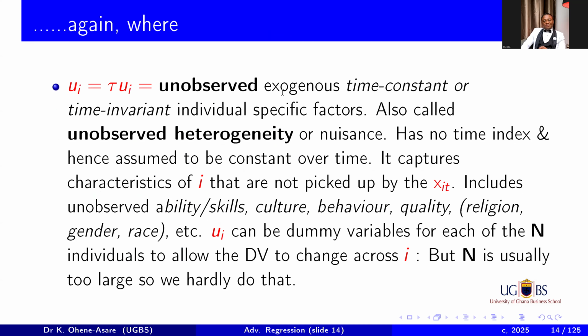Now we go to the first error. We said that one of the errors is the one that is changing across individuals. We call it the unobserved exogenous time constant, time invariant, individual specific factor. It's changing across individuals. Sometimes we call it the unobserved heterogeneity. It has no time index attached to it. Everything is individual index. It will tell you the characteristics of the person. It's hidden inside the observation. It's hidden inside the individual. But your goal is to remove it. But it's not easy to remove.